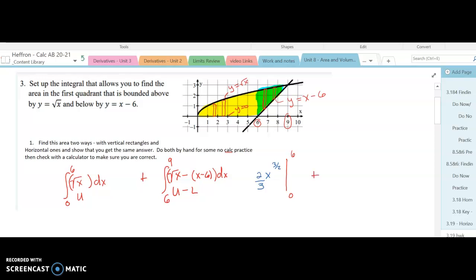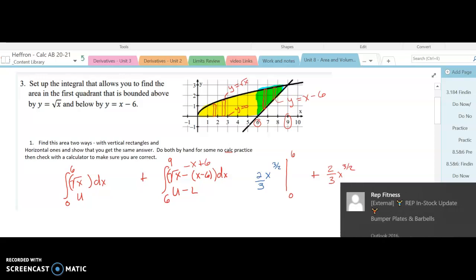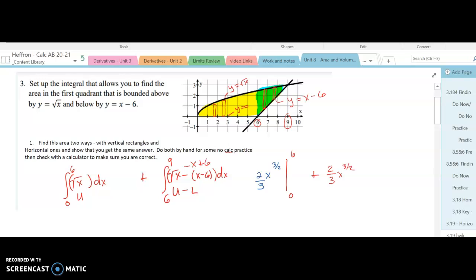Then we're going to add to that the antiderivative of that same thing, square root of x. Well, that's still 2 over 3 x to the 3/2 minus x plus 6 when we distribute the negative in to the minus 6. So this will be negative x squared over 2 plus 6x. This antiderivative is evaluated from 6 to 9.